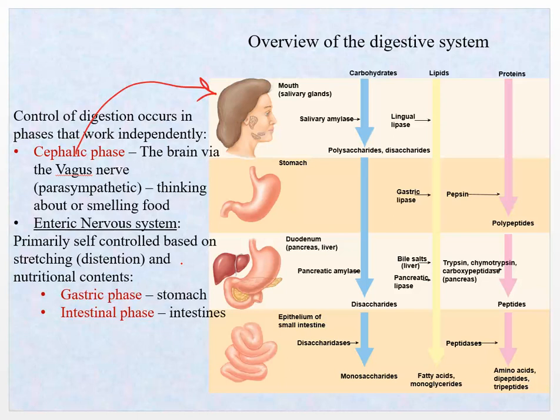Okay. So the gastric phase is the stomach. Gastric, remember that? Gastric refers to stomach, like gastric bypass. You're bypassing the stomach. Intestinal phase includes the intestine. Okay, so this does put a lot of stuff together. I'm not going to talk about it much here, but remember our salivary amylase, lingual lipase, gastric lipase, pepsin, bile salts, pancreatic lipase. We've talked about a lot of these things, and a lot of these things you have to know.